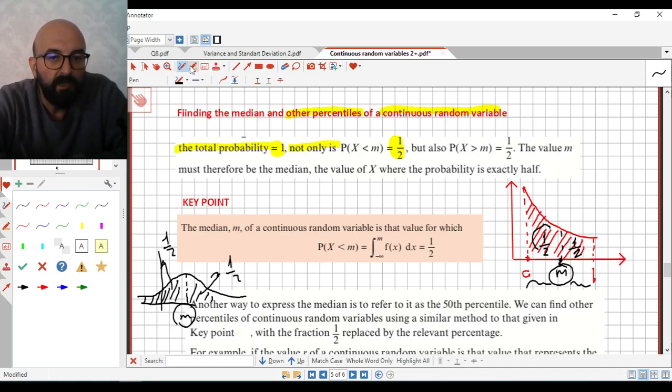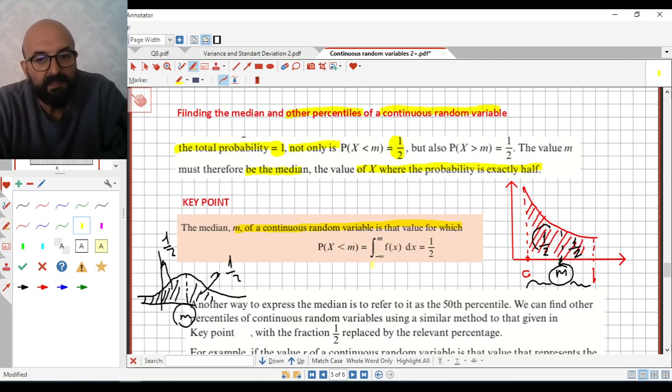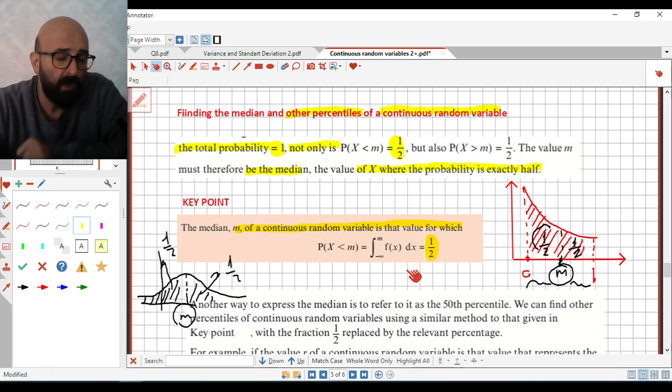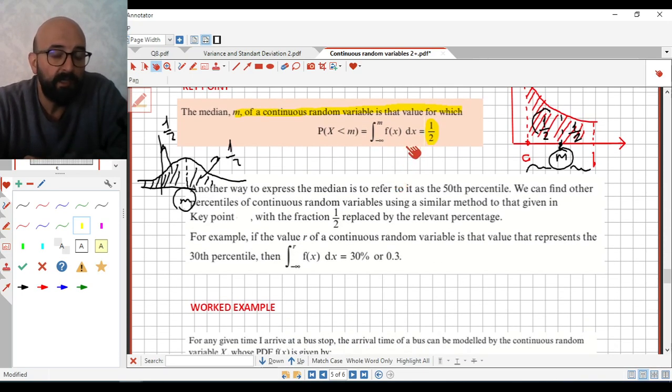Okay, now the value m must therefore be the median, the value of x where the probability is exactly half. The median m of a continuous random variable is that value for which the integral from negative infinity to m should be 1 over 2. If you want to find the median value, you should compute this integral, and the equation should equal 1 over 2.